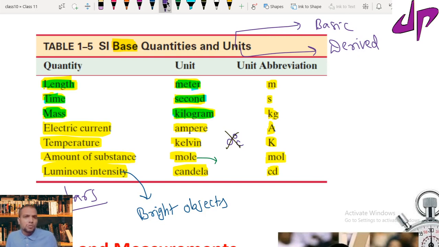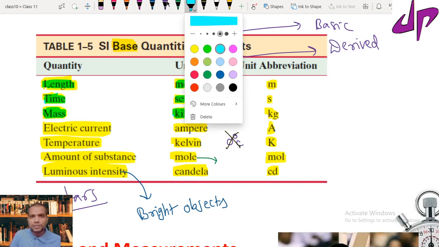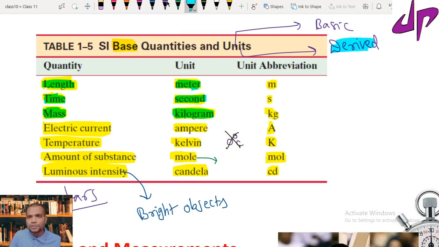Now we were discussing units. These units are categorized into 2 categories. One is the basic units, another category is derived units. Let us explain what derived units are. Derived means it has to be derived with the help of the basic units.